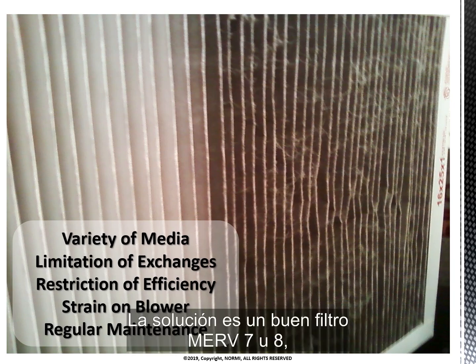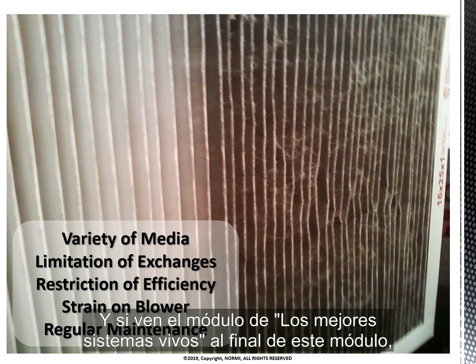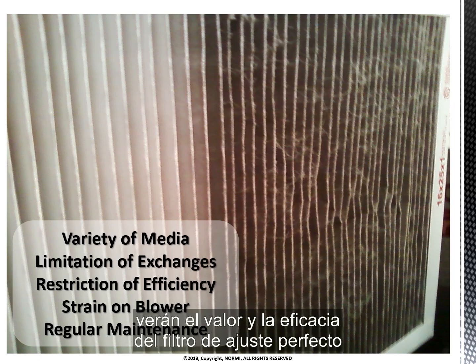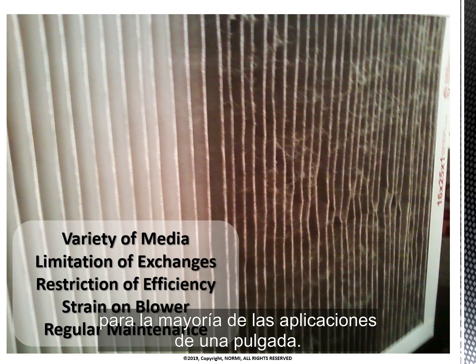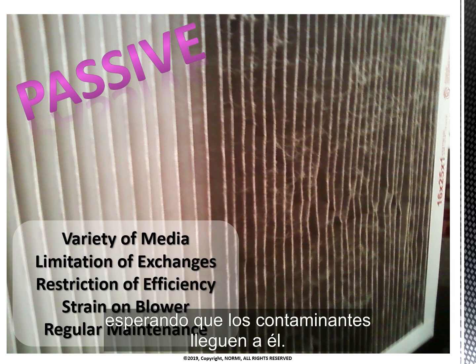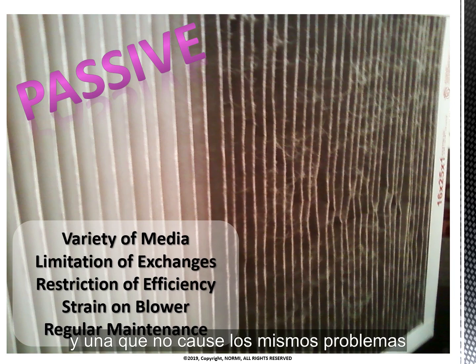The solution is a good MERV 7 or 8 filter, frameless, impregnated with a good antimicrobial. And if you view the Best Living Systems module at the end of this module, also attached to this lesson, you'll see the value and efficiency of the perfect fit filter for most 1-inch applications. With all this understood, the filter is still passive, waiting for the contaminants to get to it. We highly recommend a good filter, but it should be only one of the parts of the solution, and it should be one that doesn't cause the very problems that you're trying to solve.